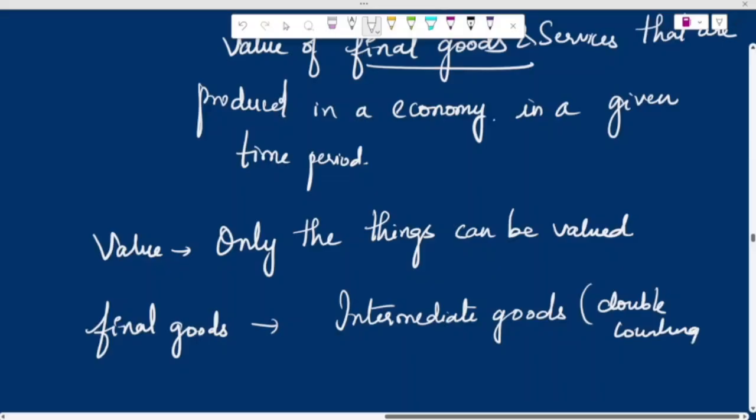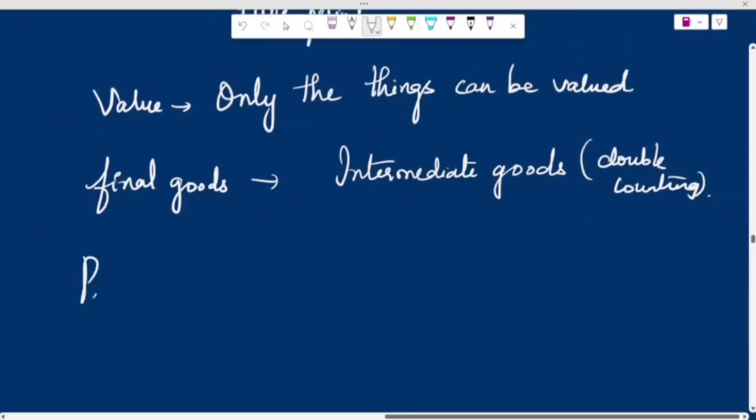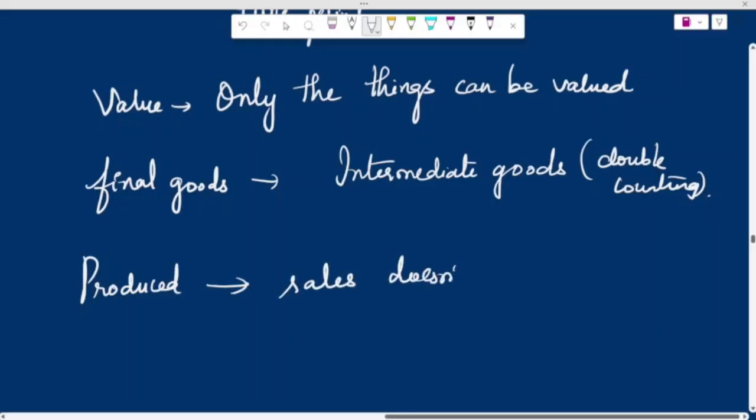Fine. And we are also speaking about produced. We are just producing. Sale doesn't matter. Whether it gets sold or not doesn't matter. If you are producing in a particular year, then it will be counted as GDP. Okay. So sales do not matter, only the production matters.